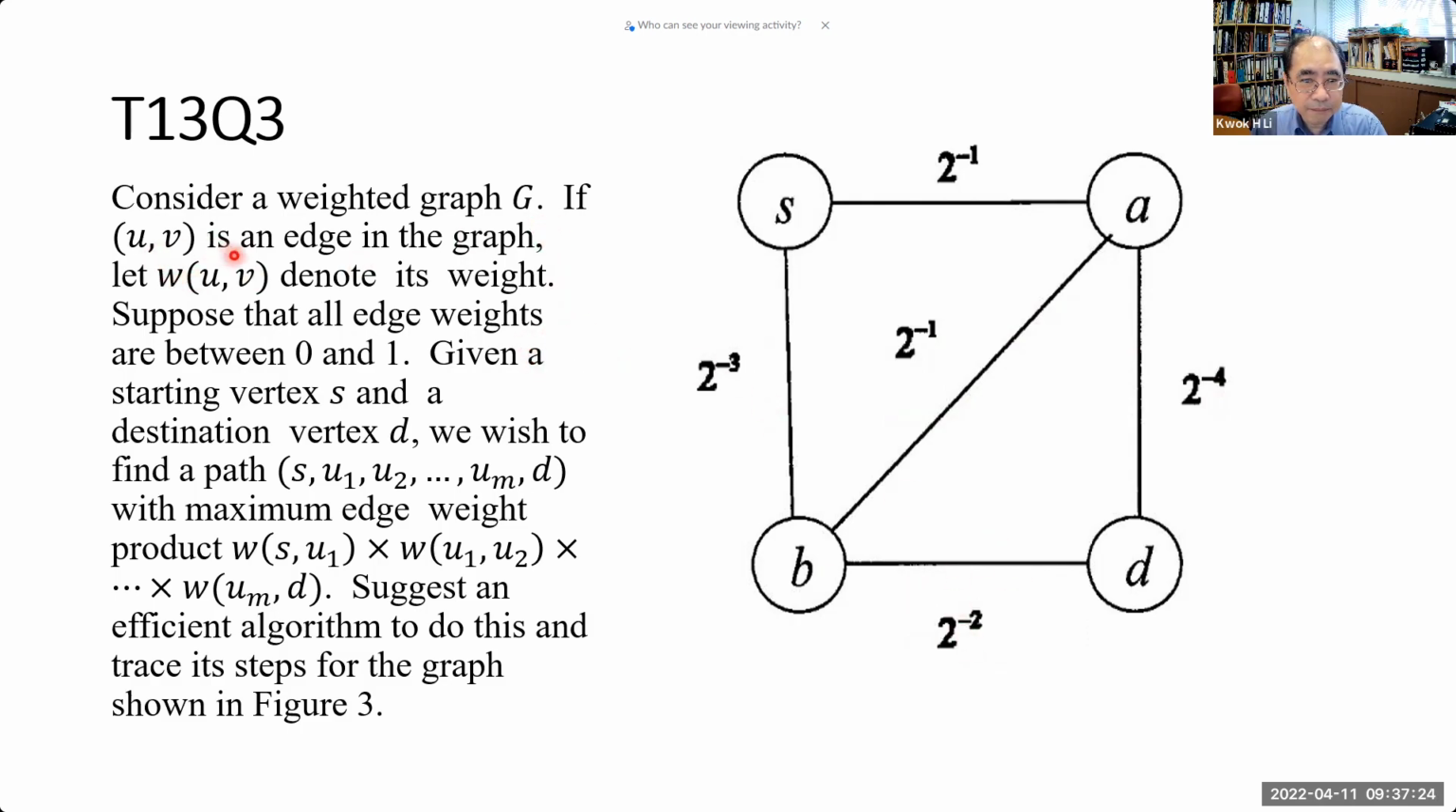I think I have explained that. This is the rate here. So suppose all edge weights are between 0 and 1, as you can see, because it's 1/2, 1/2, 1/8, 1/16, 1/4, and so on. We assume that they are between 0 and 1. And we are going to start from S. This one is S.